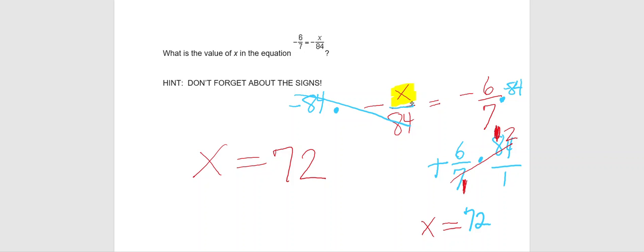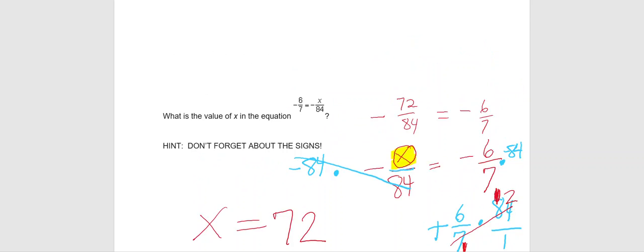Does that make sense? When I put the exact value of x for x, I'm left with negative 72 over 84. Does that equal negative 6/7? Yes, because if we divide the top and the bottom by 12, we'll see that those two fractions are equal. So our answer works when we plug it back in.